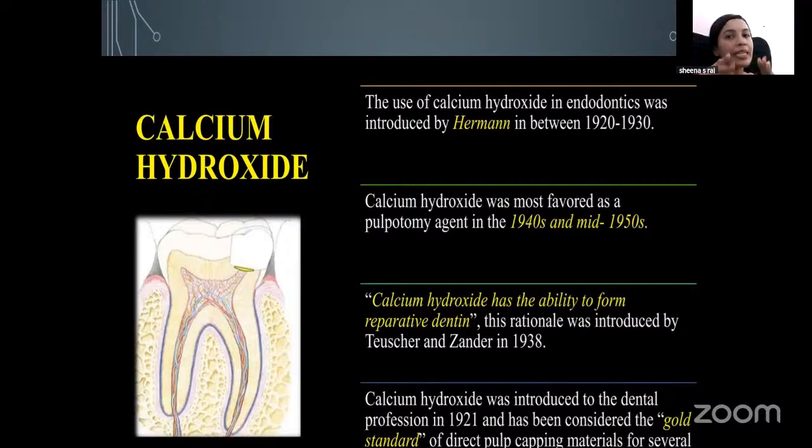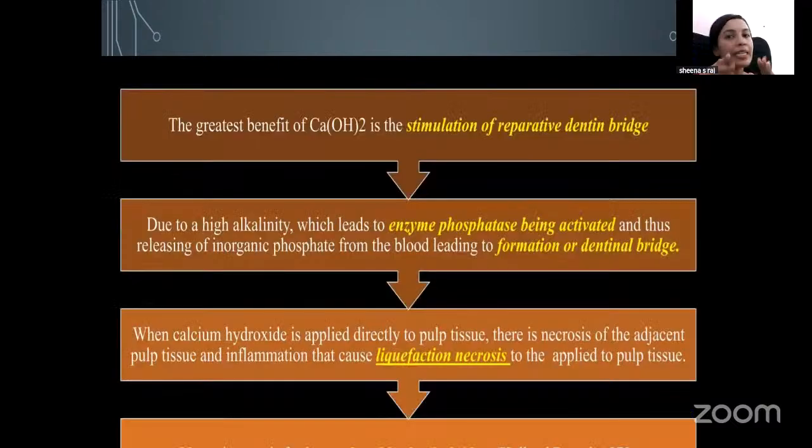Why it is widely used is mainly because it helps in the production of reparative dentine, which was found out in 1938. That is why calcium hydroxide is considered the gold standard material for pulp capping. Some of the things you need to know are the mechanism through which it helps in the formation of this reparative dentine. The first is that it stimulates reparative dentine formation. Very important. How?